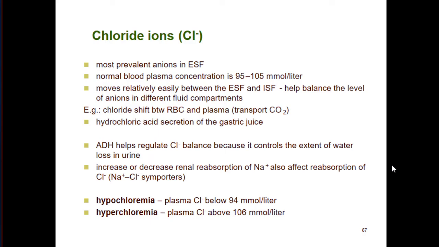Chloride ions. It is also the most prevalent anion in extracellular fluid. Here you have the normal plasma concentration. Chloride moves relatively easily between the compartments, and it helps to balance the levels of anions in different fluid compartments. I hope you do remember the chloride shift in RBCs and plasma. It's related to the transport of carbon dioxide. Also, you need chloride ions for the production of hydrochloric acid, and it's secreted in the gastric juice. You do not really have a hormone which is responsible for the regulation of chloride, but it is really connected to the sodium regulation, and two conditions might develop: hypochloremia and hyperchloremia.